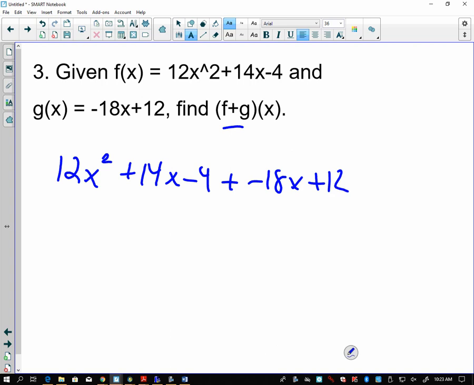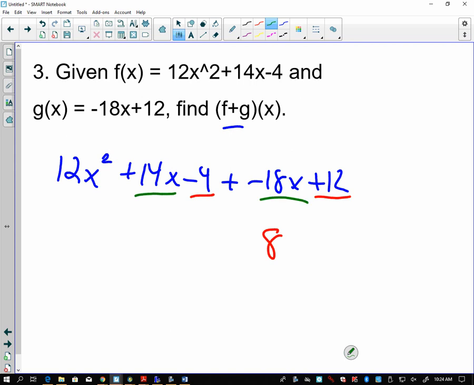Combine like terms. Okay, what are my like terms? Negative 4 and 12. Okay, what's negative 4 and 12, John? 8. Okay. Any other like terms? 14x and negative 18x. What does that come out to? Negative 4x. So we have negative 4x plus 8. Anything else? Just bring down the 12x squared. Okay? And I'm trying to determine if there's any kind of simplification that has to be done. No simplification. That answer right there would work.